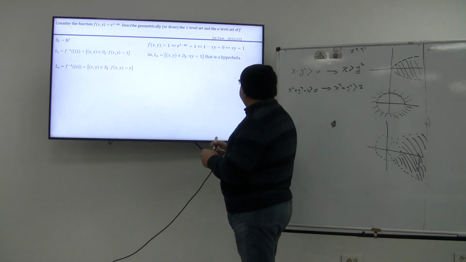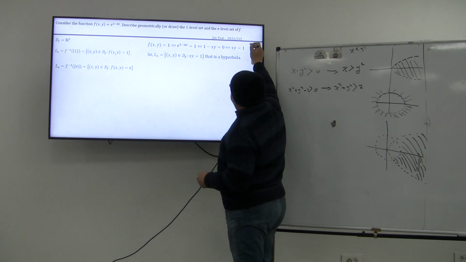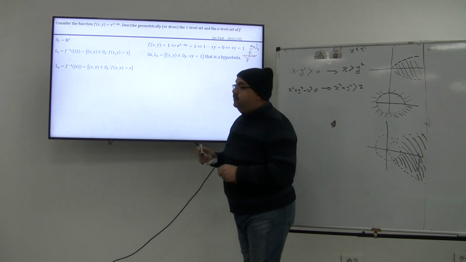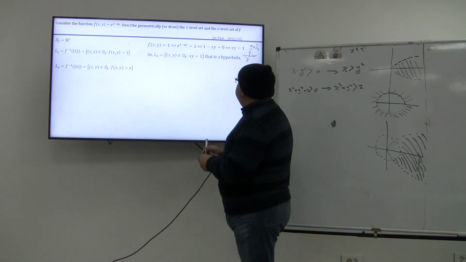If I want to look at this equation, this is the x-axis and this is the y-axis. That's the equation of y equal to 1 over x, which is a hyperbola. Okay. Fine, very good.